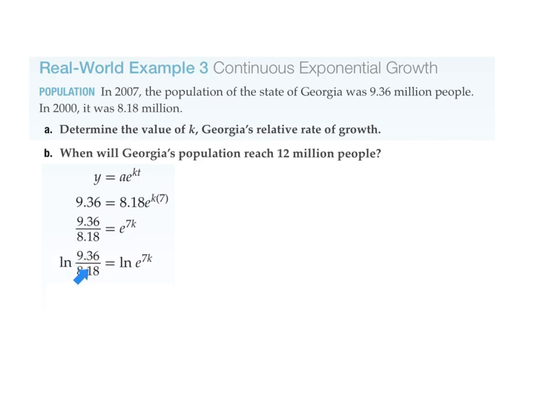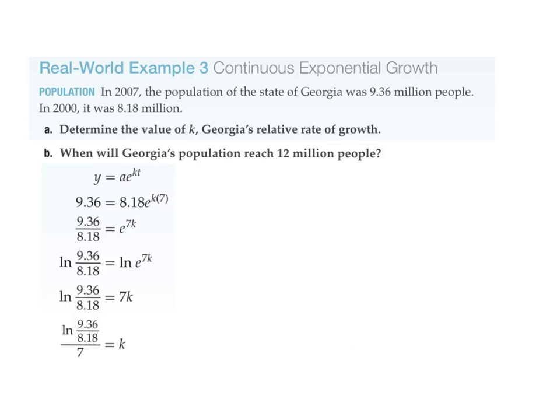Notice how I haven't actually divided this out. This is going to give me a more accurate solution. If I divided it out and estimated now, it would be less accurate. So we're going to keep it as a fraction for now. Then I have the natural log of 9.36 over 8.18, and then the natural log and the e cancel. So I've got the 7k that can come down. Now all I have to do is divide all of this by 7, and I can come up with my constant.